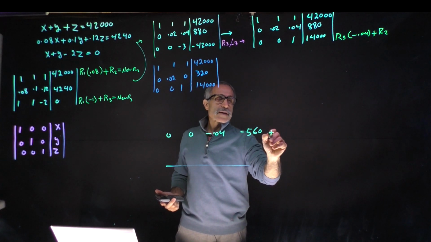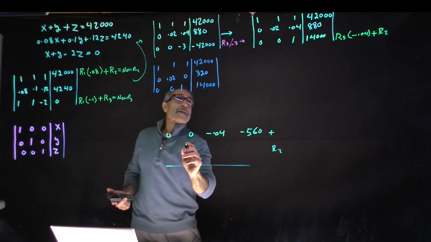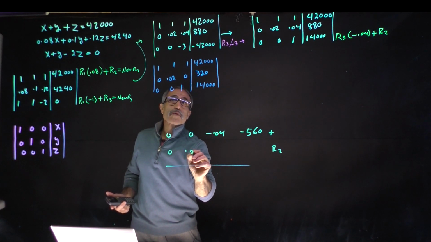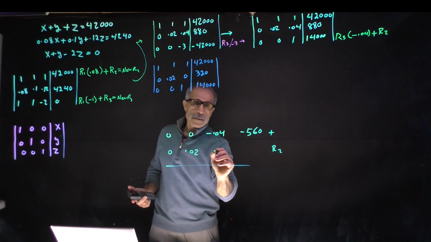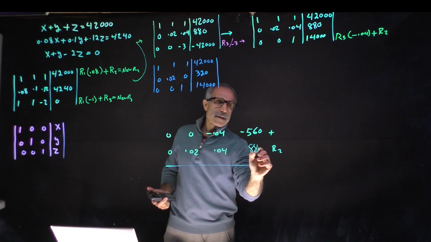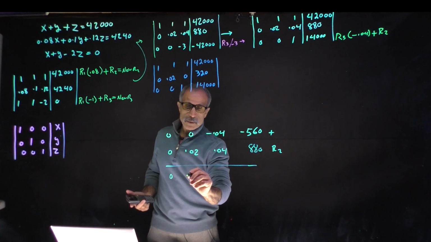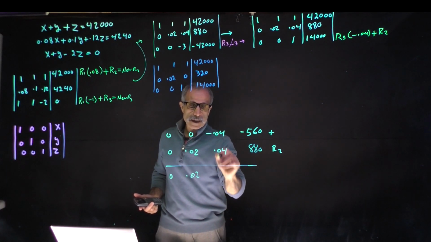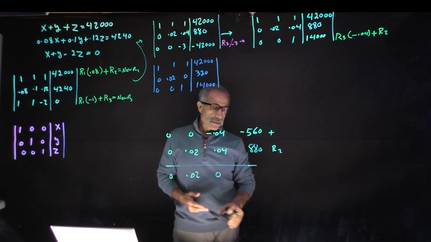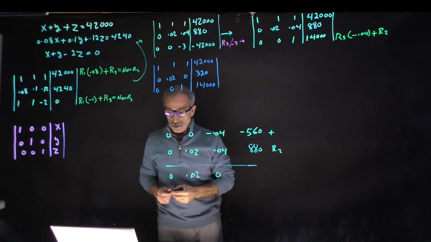Now I'm going to add that to row number 2. Row number 2 here is, I got 0, I got 0.02, and I got 0.04, and I have 880. So that becomes 0, that becomes 0.02. If you add them up, that's going to cancel, becomes 0. And 880 minus 560, that becomes 320, and that's how that number came along. Okay, so that step is done.